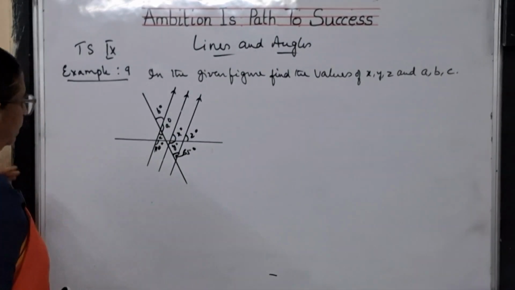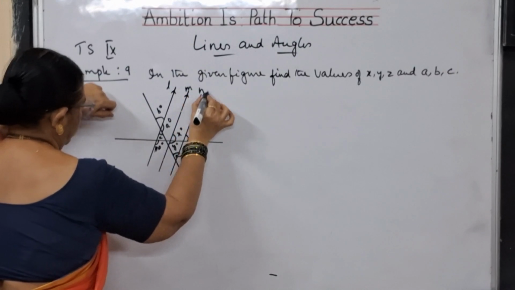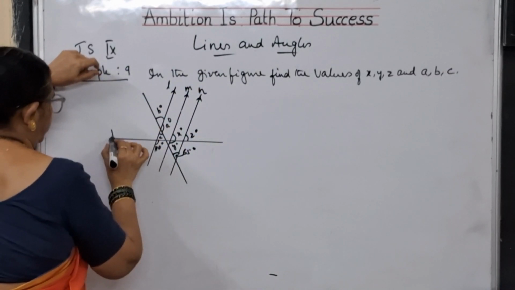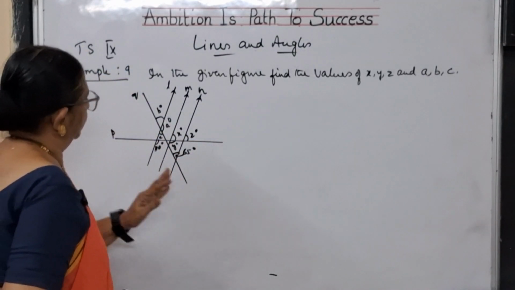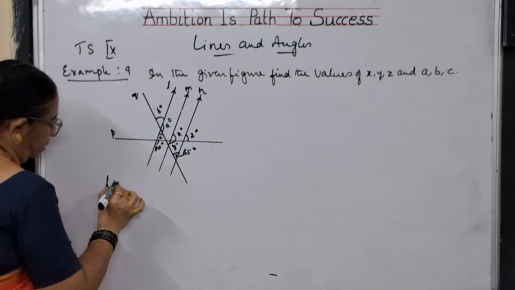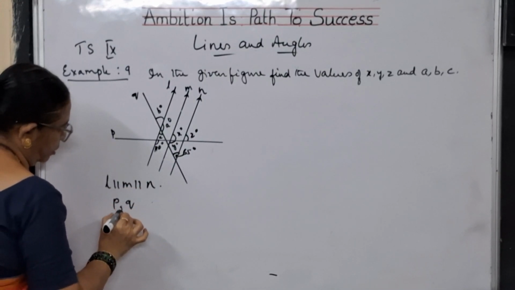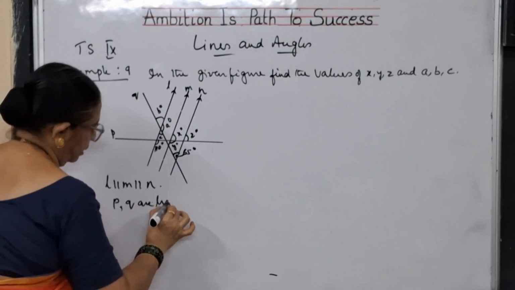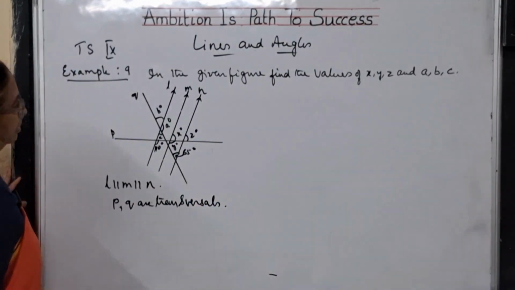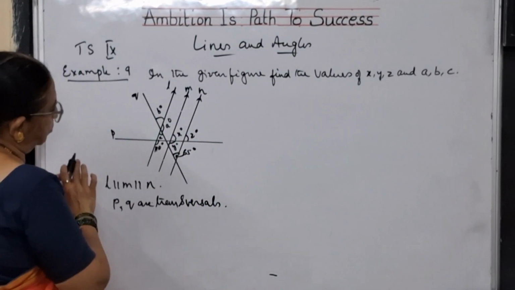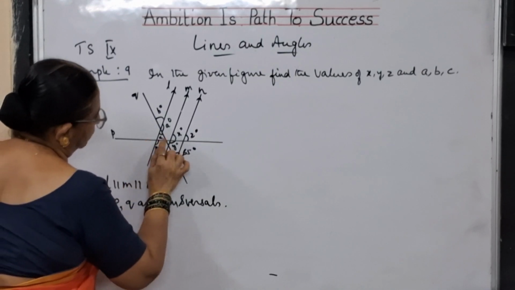So let us see. Let me write this as L, M, N, and let me write this as P and Q. P is one transversal, Q is another transversal. L is parallel to M, is parallel to N. P, Q are two transversals. So suppose if you take these two lines, children, then this is a transversal.